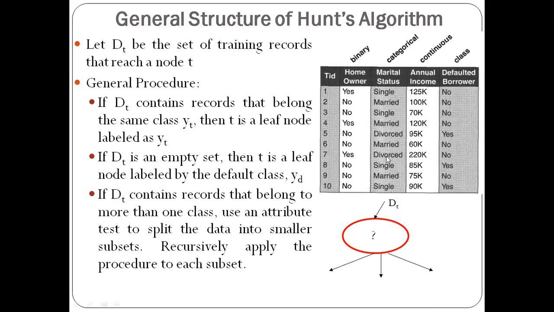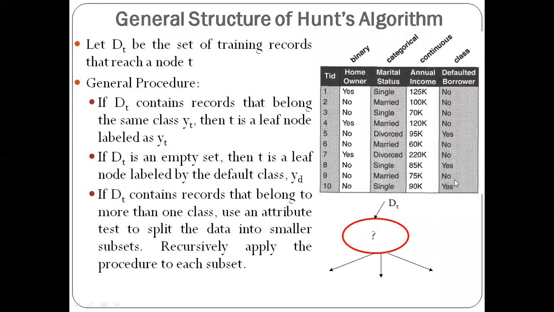I had given one example. If this is the training data set, how can we construct the decision tree for it? As I said, we first check whether this training data set contains all records that belong to the same class. But here, in the class label, we have records that belong to more than one class, so we can't create a leaf node, because it contains a mixture of two classes.